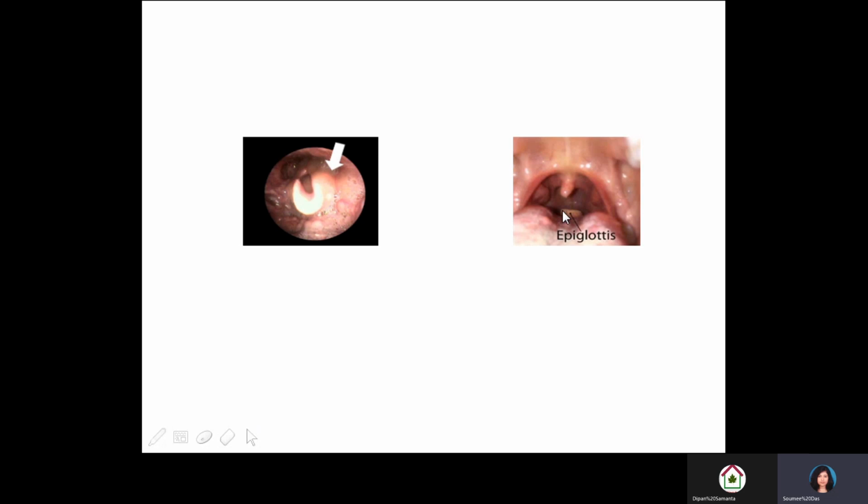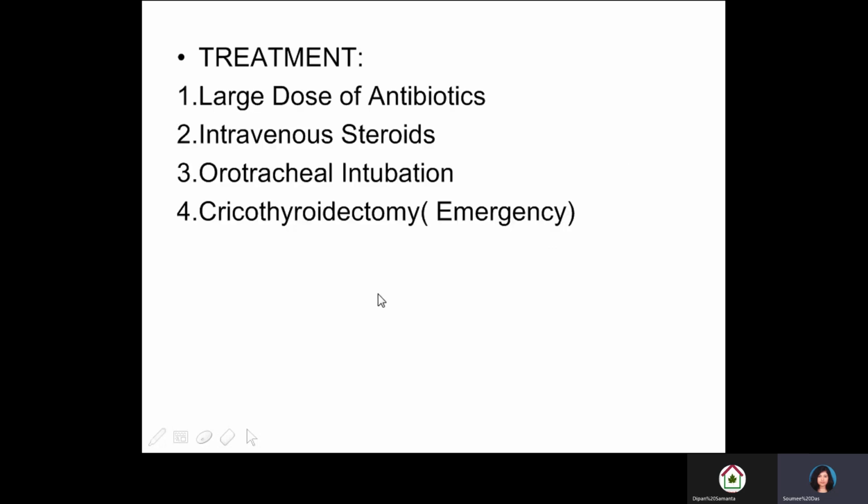See, this is the epiglottis. In case of epiglottitis, this portion would be inflamed and congested, and there would be hyperemia, pain, and dysphagia. Here is an endoscopic view of the epiglottis. The epiglottis is suppurative, and there is formation of pus. See this whitish spot, which indicates the presence of pus. The pus results from the bacterial infection.